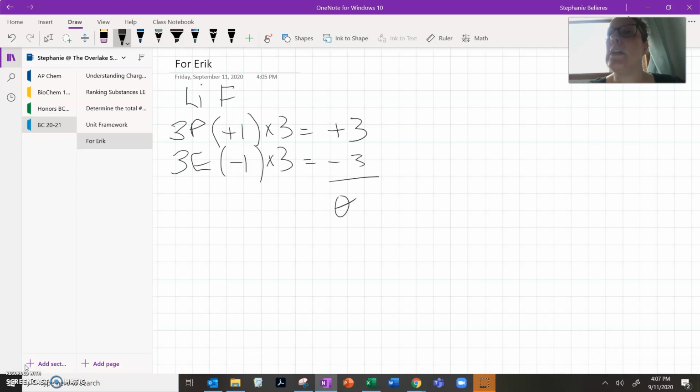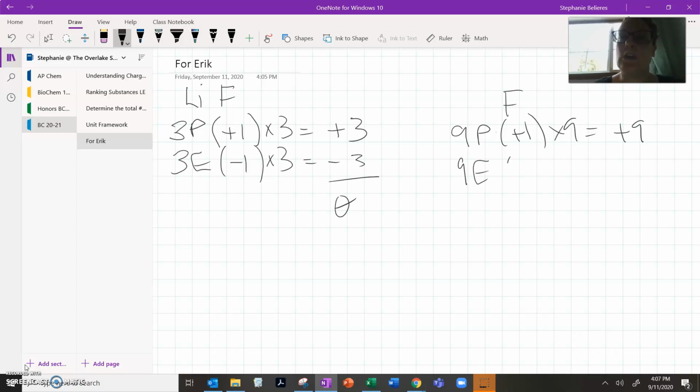Fluorine is element number 9, so it has 9 protons. So it's +9 and 9 electrons, -9. Right, so it is also neutral when it is in its elemental form.